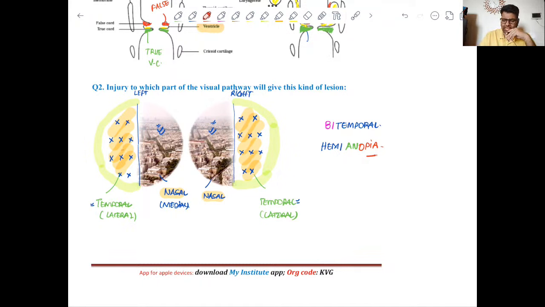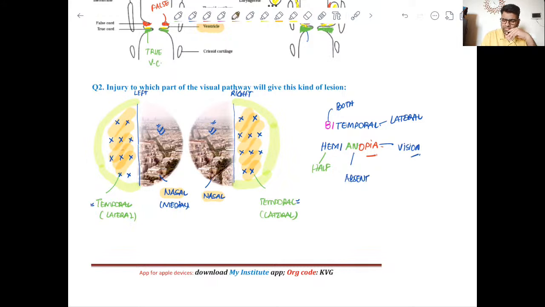This is bitemporal hemianopia. Bi means both, temporal means lateral, hemi means half, an means absent, and opia means vision. Clear? So there is bitemporal hemianopia.